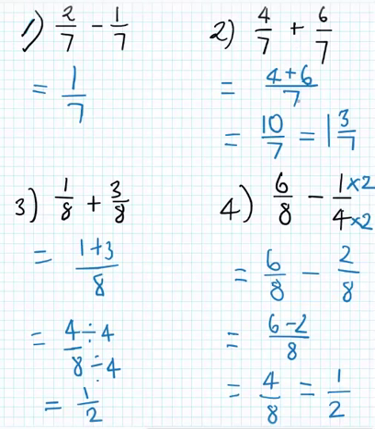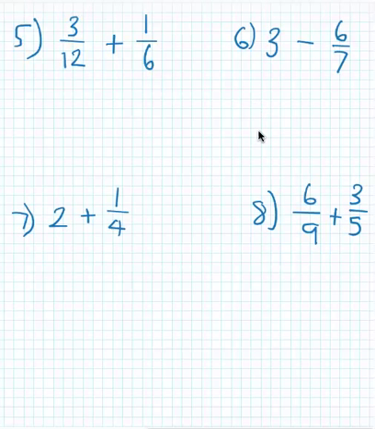So just remember that if you don't have the same denominator, you can make them the same. You have to make them the same. And always check if you can turn your smaller number into the bigger number you have. Now, you can try these questions before I do them. Have a go first and see how you go.